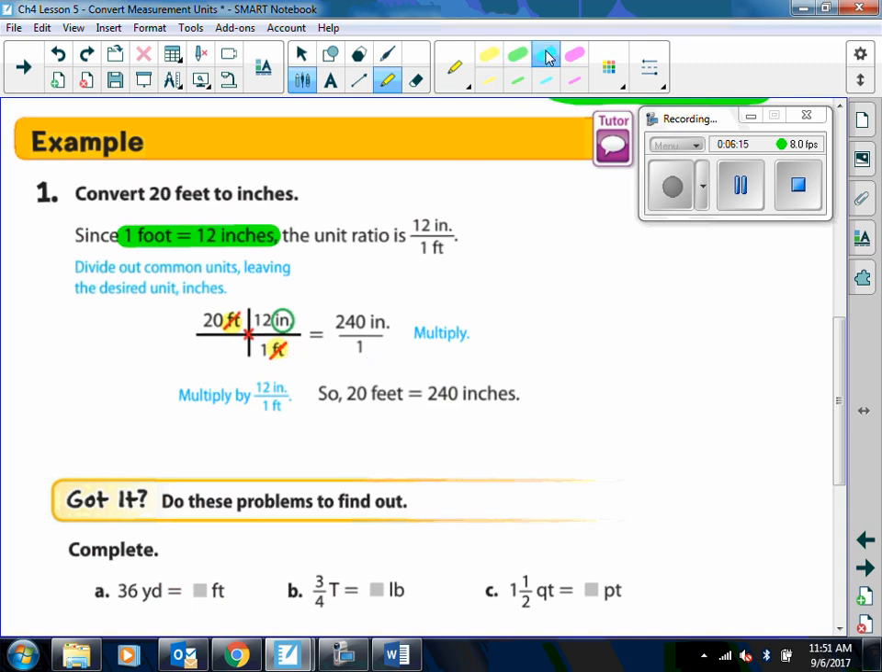And then what we're left with is inches. And then what we're going to do is we're just going to multiply straight across. The dimensional analysis is pretty much like multiplying fractions. So this is going to be 20 over 1, times 12 inches over 1. So that's 20 times 12 is 240 over 1 times 1, which is 1. And of course you don't have to write the 1, so that's going to be 20 feet is equal to 240 inches.